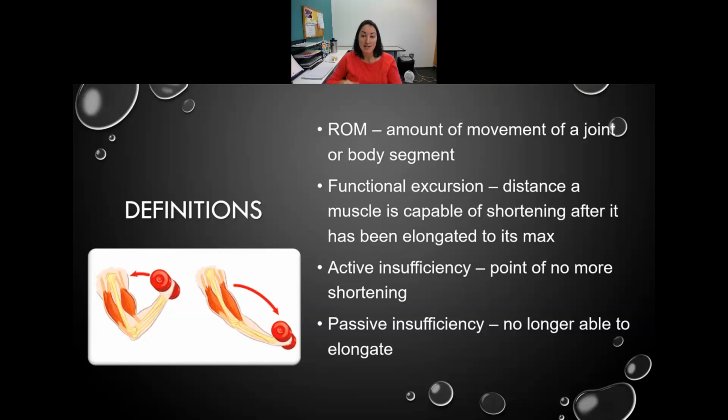With active insufficiency, we're talking about the agonist. It's the point where it's so short it can't contract any further. With passive, we're talking about the antagonist. So in this example, if we're severely limited with shoulder flexion when our elbow is flexed, then it could be that the tricep is too short and at its fully lengthened position, that it's really tight and has a lot of tone. So that's active versus passive insufficiency.